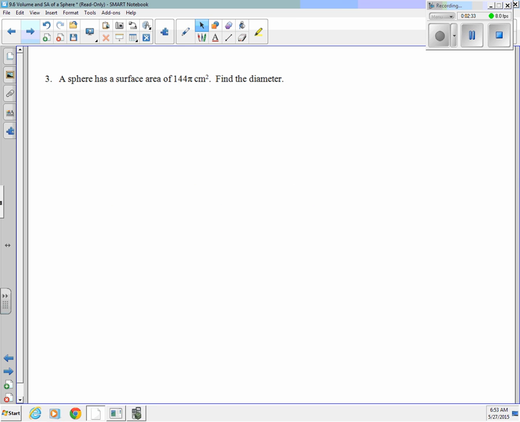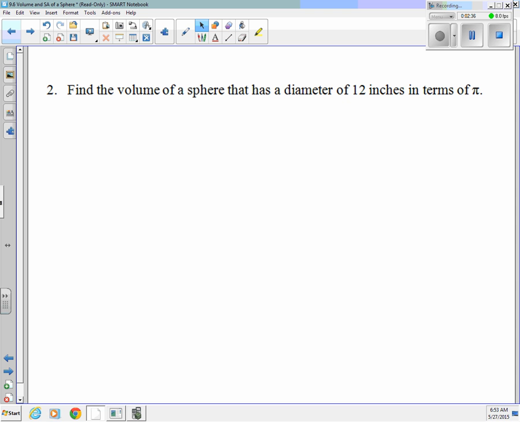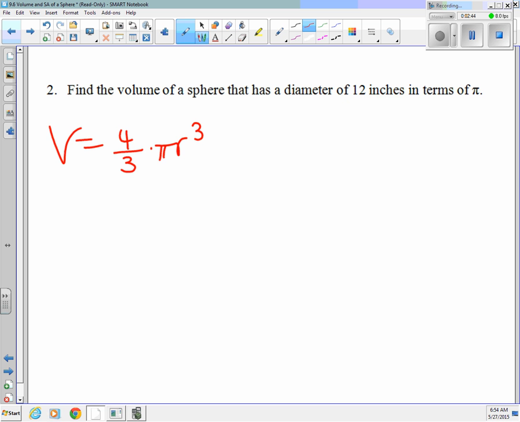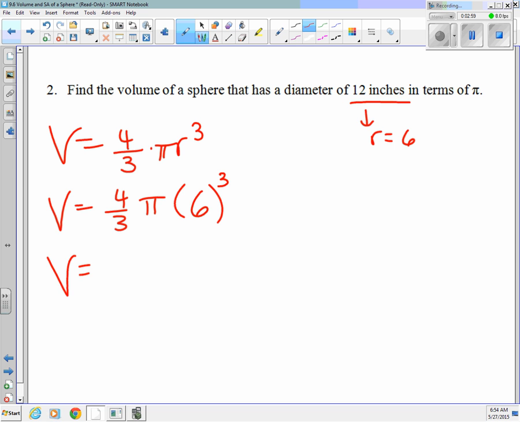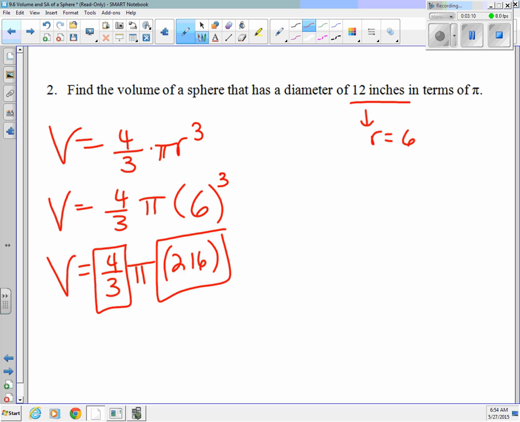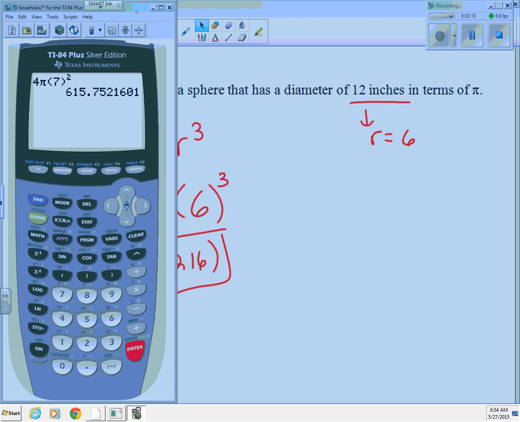Okay, so number 2 says I want to find the volume of a sphere that has a diameter of 12 inches in terms of pi. So my volume formula is 4/3 pi r cubed. So I have 4/3 times pi. My diameter is 12, which makes the radius equal to 6. Again, I really think you guys could do all these particular problems on your own. They're just plugging in, but I just want to make sure that we're modeling carefully enough for you. So 4/3 pi, 6 cubed is 216. So now my objective is to do 4/3 times 216, and I can do that right in the calculator.